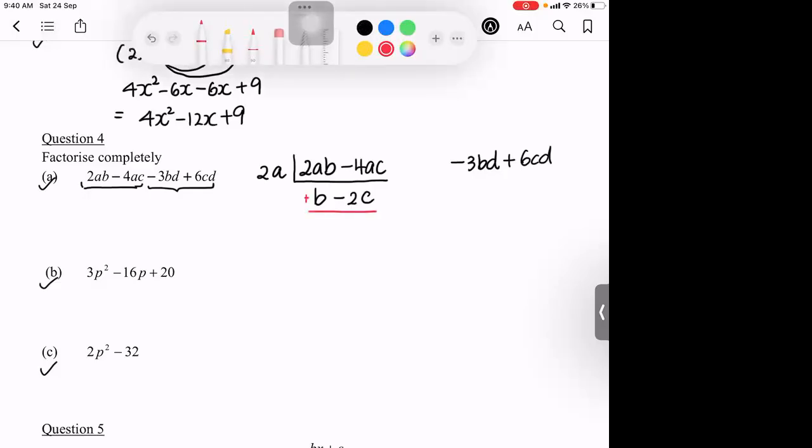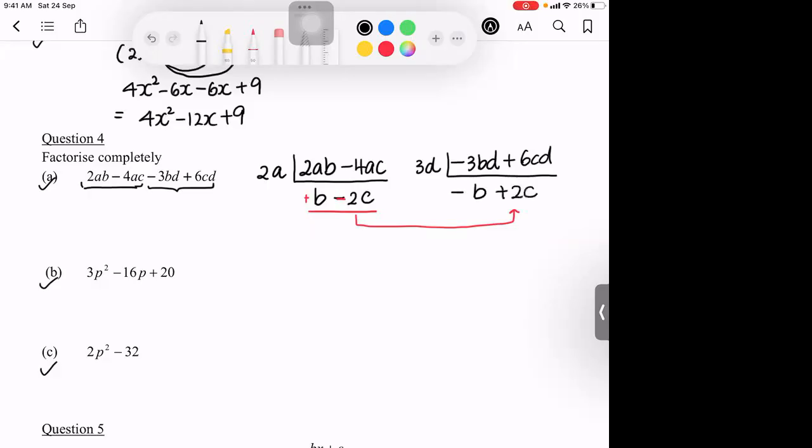The B is positive, the C is negative. So when I want to do my common factor, I must make sure I also get the same thing. B minus 2C must be the same. Let's try first. What's the common factor between negative 3 and 6? 3D, thank you. So if I divide negative 3BD by this, I'll get negative B. 6 divided by 3 is positive 2, CD.